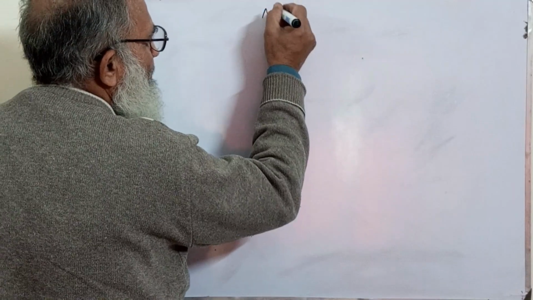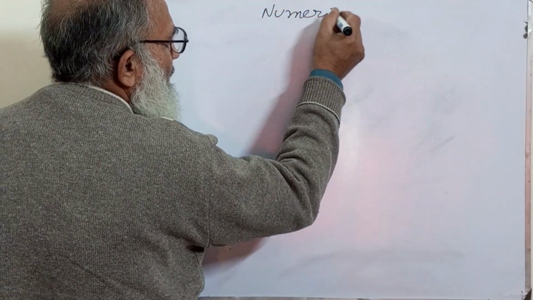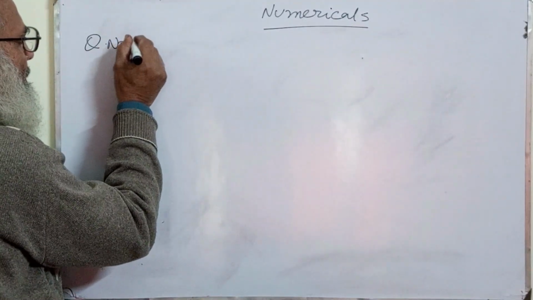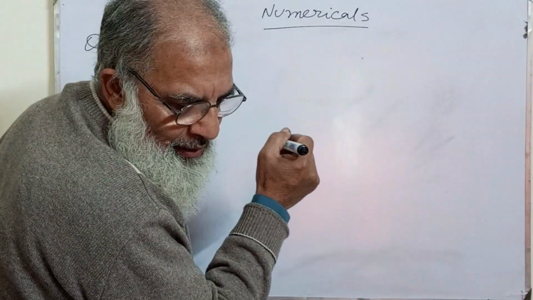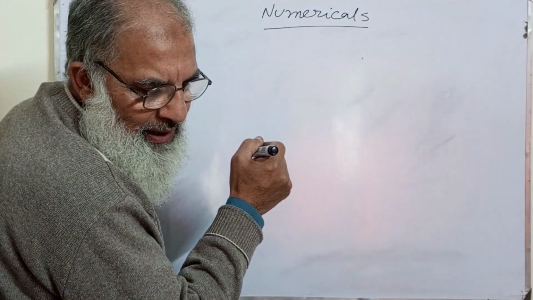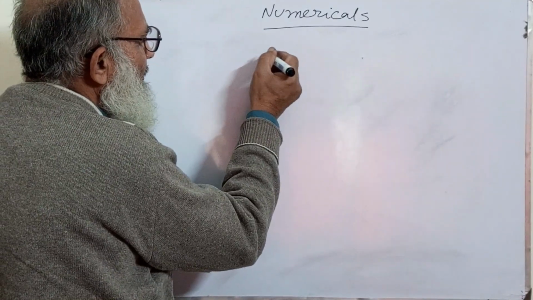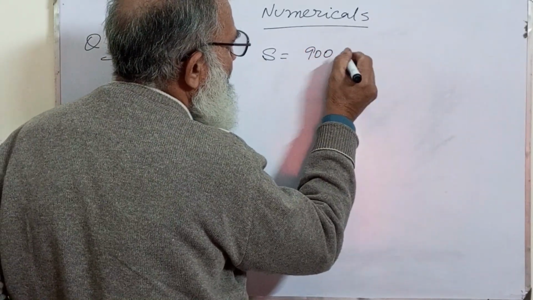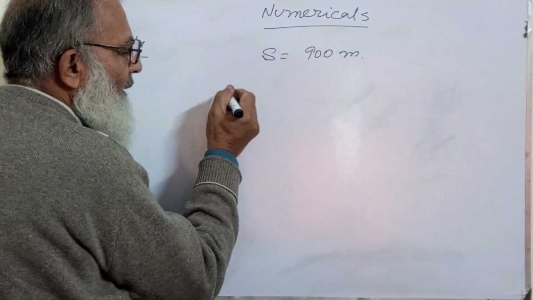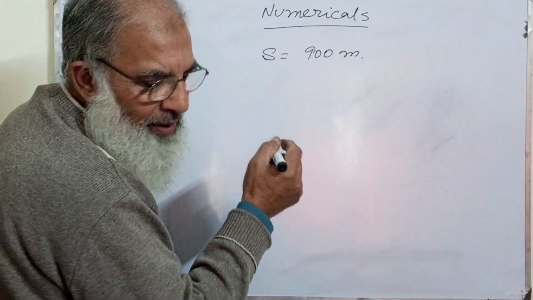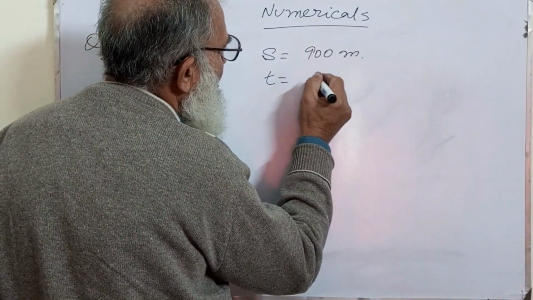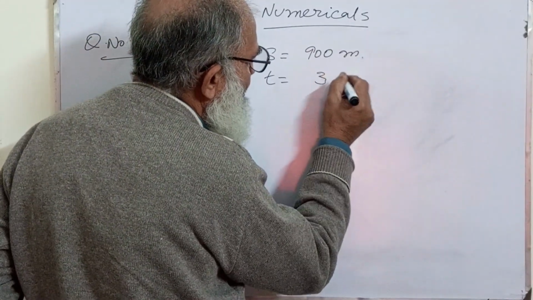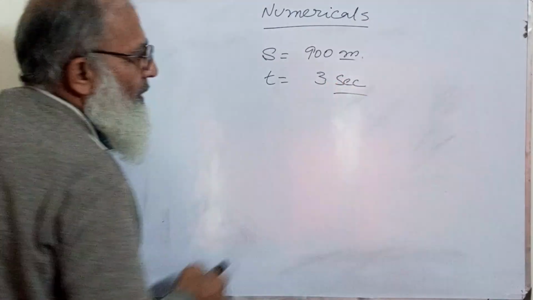Numericals. So question number 4 says that an aircraft travels 900 meters. What is 900 meters? It is the distance. And what else is given? Time is 3 seconds. So, no problem with these two.